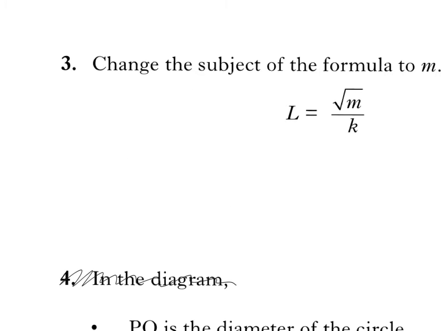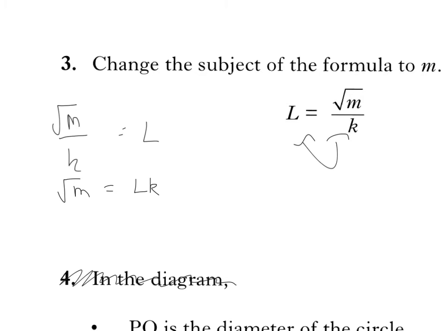Okay, section 9, example 3. I'm looking to change the subject of the formula to m. So again, let's get m on the left hand side to get started with. So I can just make a swap of sides here. And the square root of m over k would be equal to L. Now it's like isolating things to end up with m on the left hand side. So I'm going to get rid of divide k by multiplying through by k. So now I've got the square root of m is equal to lk.